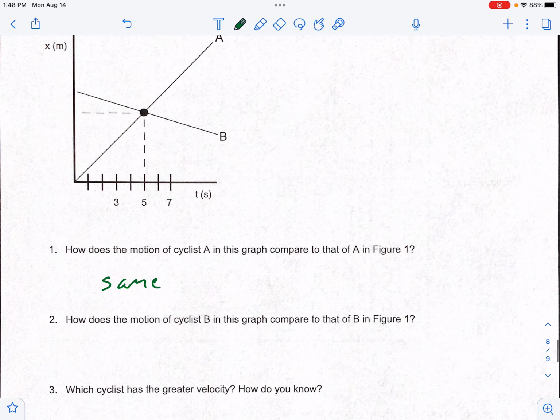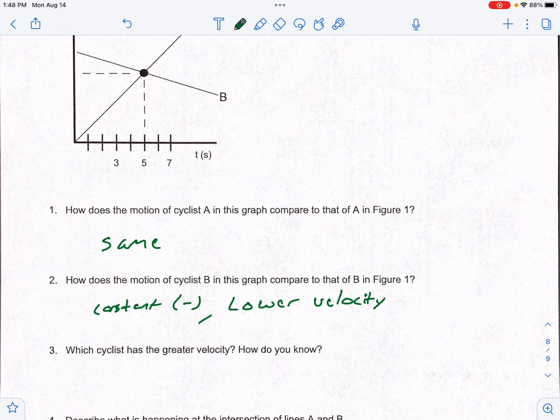2, how does the motion of cyclist B in this graph compare to the B in the last graph? So in this case, we see B is going the opposite way now. Okay, so it's going to be a constant negative. And if I were to look at their velocities, it looks like B's a little bit flatter, so I'm going to say that in this graph, B has a lower velocity. Okay, it does not hurt to over-explain.